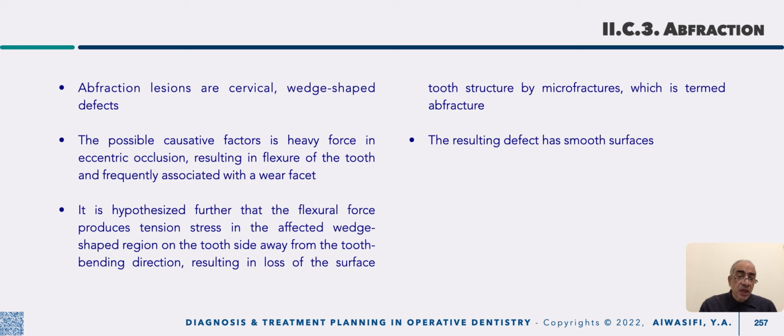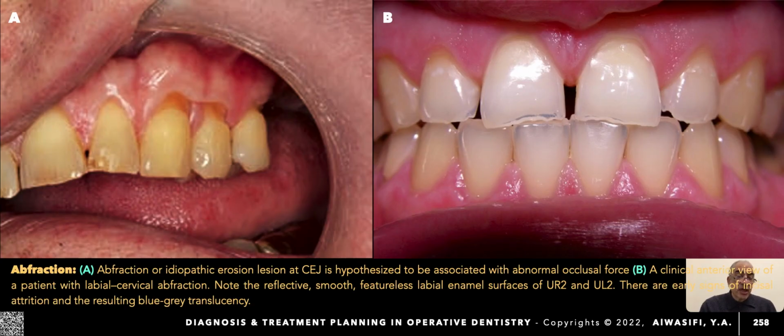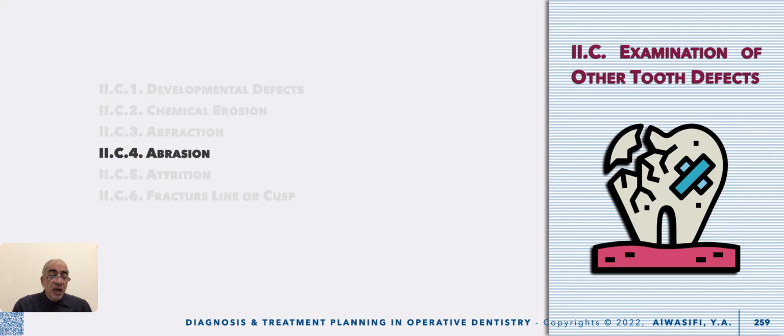Also, it is called idiopathic erosion. Okay, this is the result, a wedge-shaped cervical lesion. And in figure B, you could note there is even wear at the incisal edges due to excessive eccentric occlusal forces. Then comes abrasion.